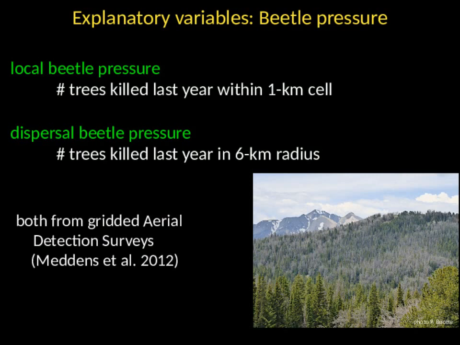We also used that data to create a variable of the area of mortality in the previous year in that 1-kilometer cell, so in that stand, and then surrounding, so we could account for beetles coming in from other places. And that was not just whitebark, but lodgepole. So if you're on the edge of a lodgepole stand that had a big mortality event last year, those beetles are available to attack whitebark the following year.